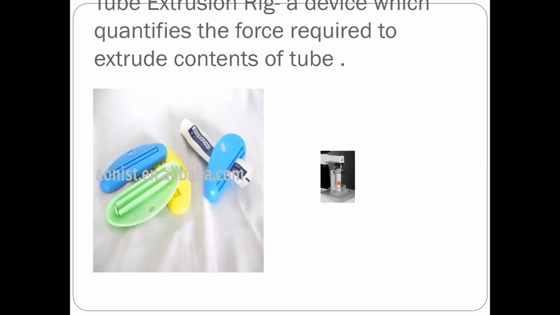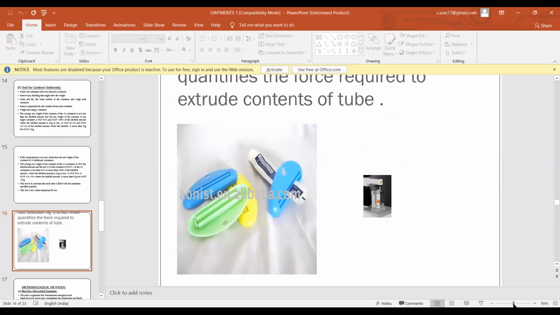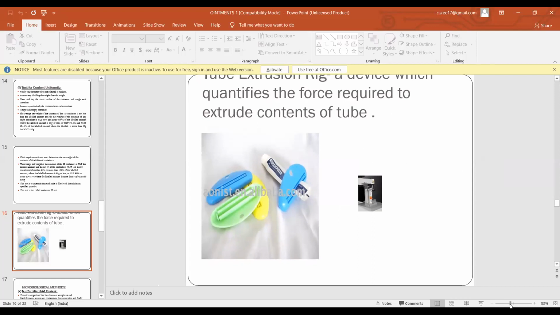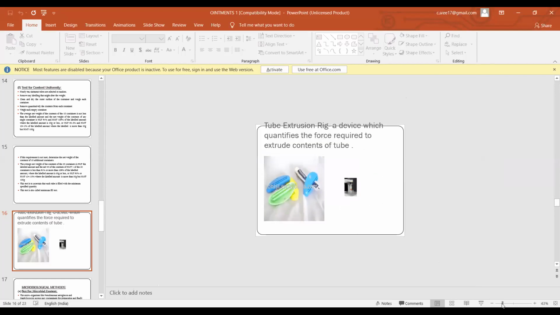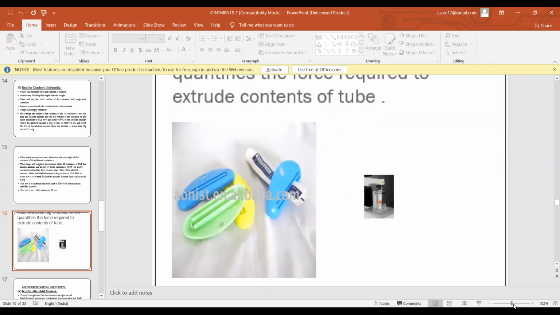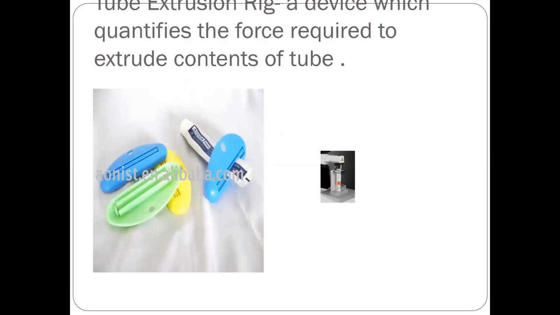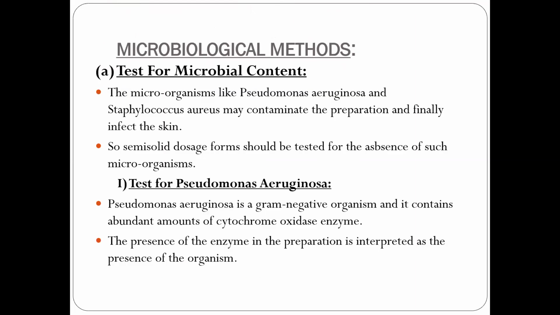This is the figure. There is the tube extrusion rig, a device which quantifies the force required to extrude the contents of the tube. Those are the six tests for physical methods.